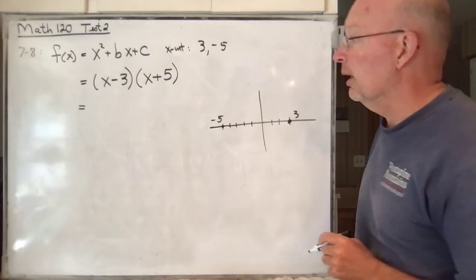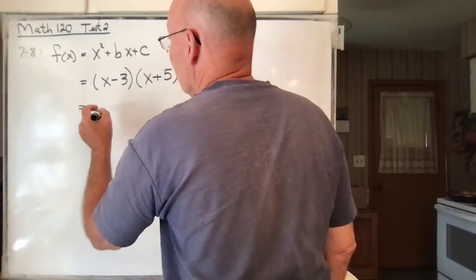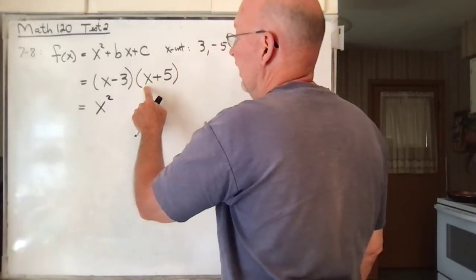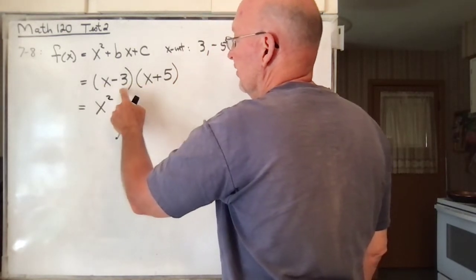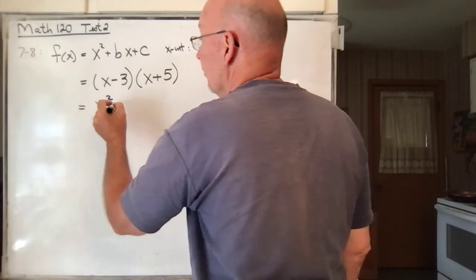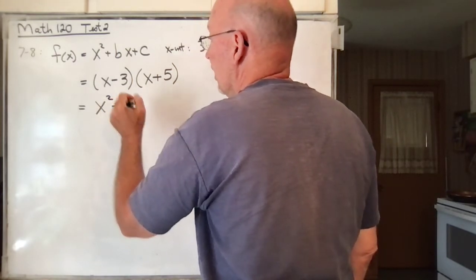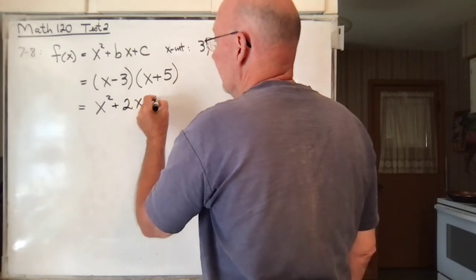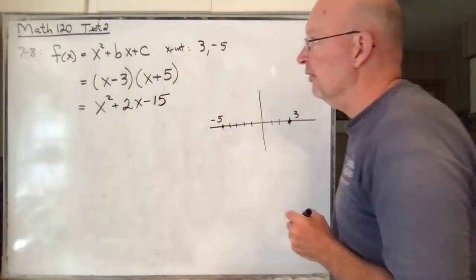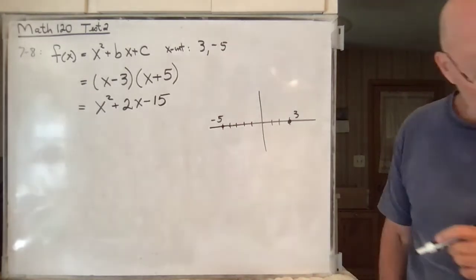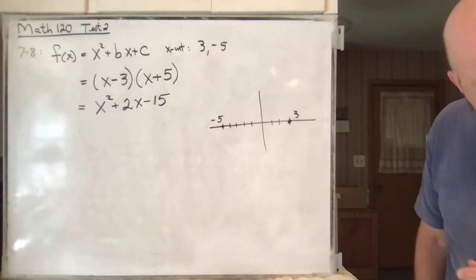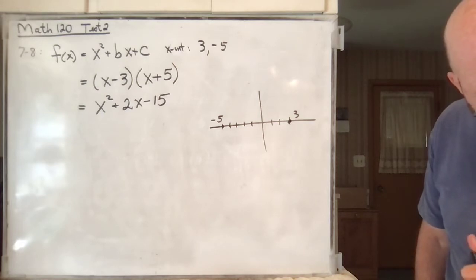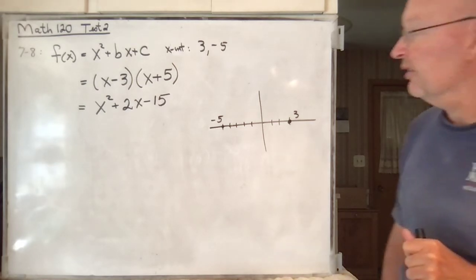Okay, so if I want to, I can go ahead and multiply this out. I'm going to get x squared minus 3x plus 5x. See that? Minus 3 plus 5 is going to be plus 2x. And then minus 3 times 5 is going to be a negative 15. So there's the equation of the function right there when we multiply it out. Okay, what's the next question it asks? Or what's the first question? What are the coordinates of the vertex?